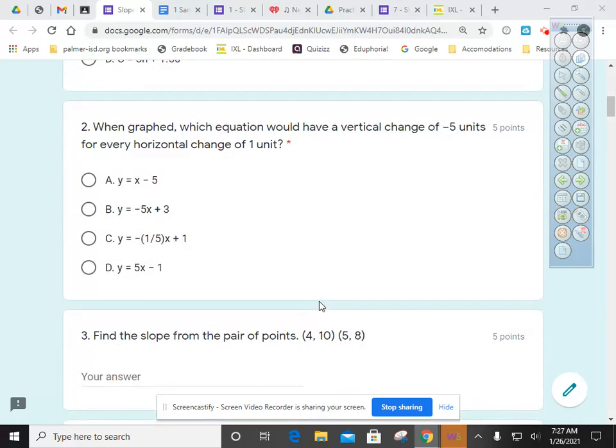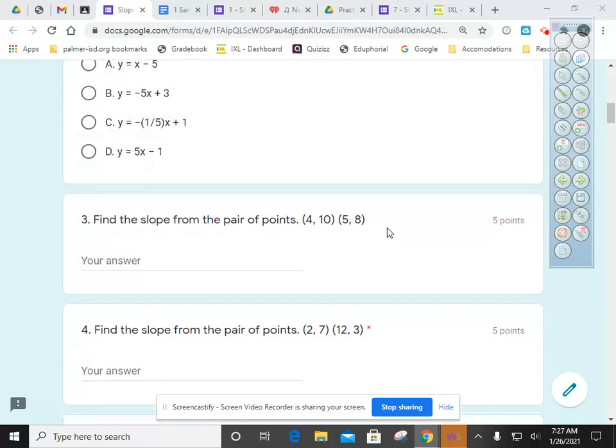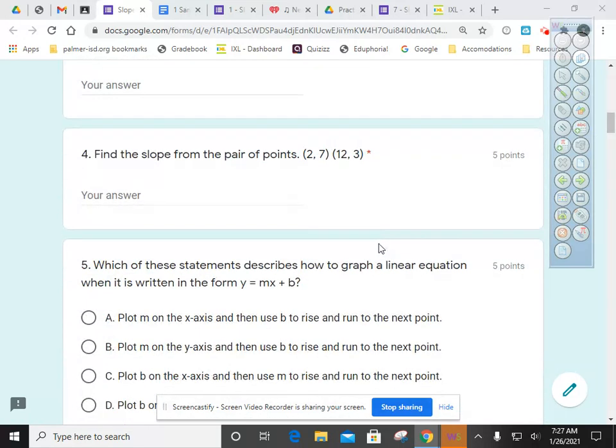Number two, when graphed, which equation would have a vertical change of negative 5 units for every horizontal change of 1 unit? Negative 5 units for every horizontal change of 1 unit. That is the slope. Find the slope from the pair of points 4, 10, 5, 8. Number 4, find the slope from the pair of points 2, 7, 12, 3.